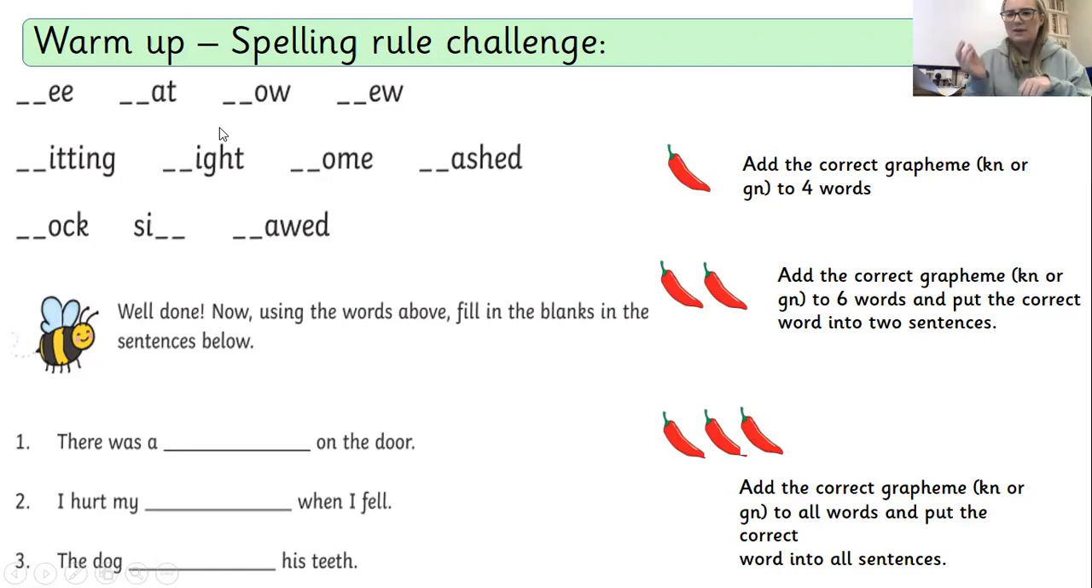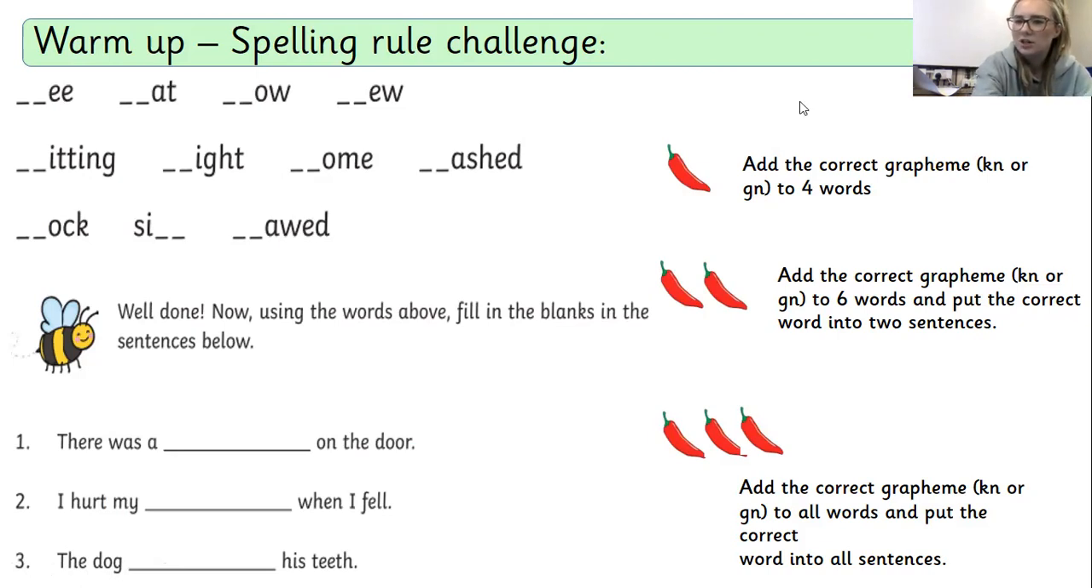At. If I blend that together, gnat. Oh, I remember what a gnat is. I remember it's one of those little tiny little flies that buzz around. It's a special type of insect, a gnat. Is that a KN or a GN? You need to decide for me.